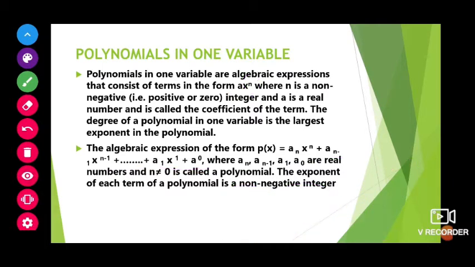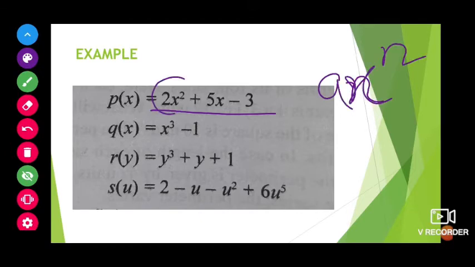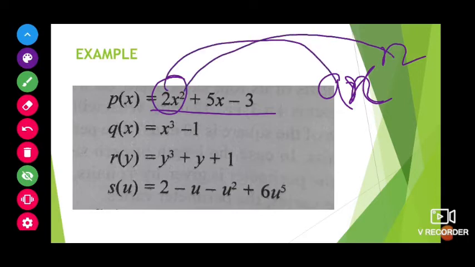The general form is a n x to the power n plus a n minus 1 x to the power n minus 1, like a decreasing power. Some examples of polynomials with one variable: the first one, 2x square plus 5x minus 3. The first term is in the form of a x to the power n. If we take the first term, a will be 2 and n will be 2.